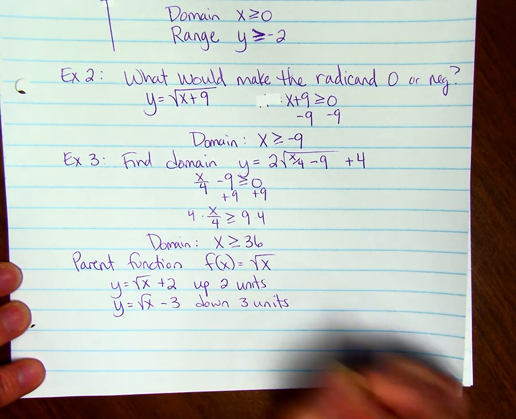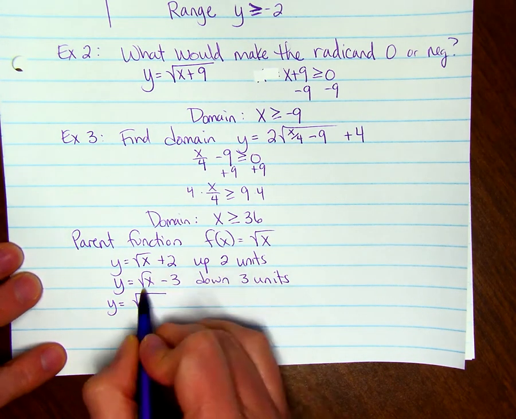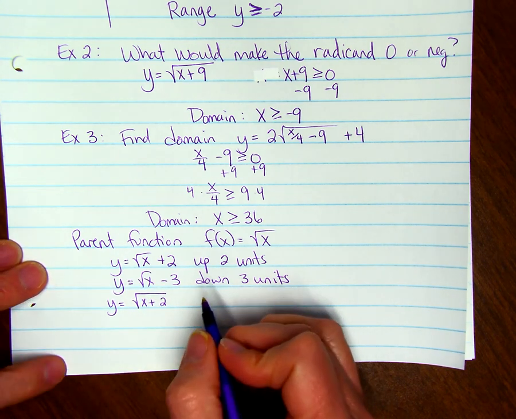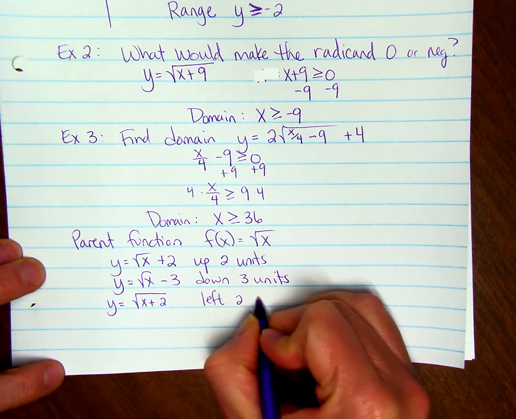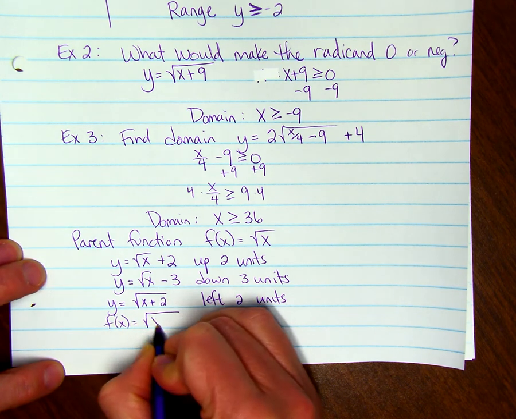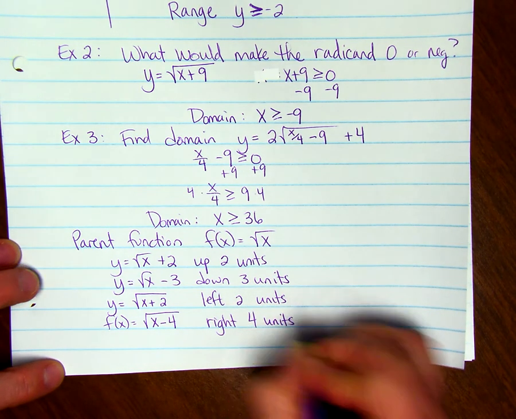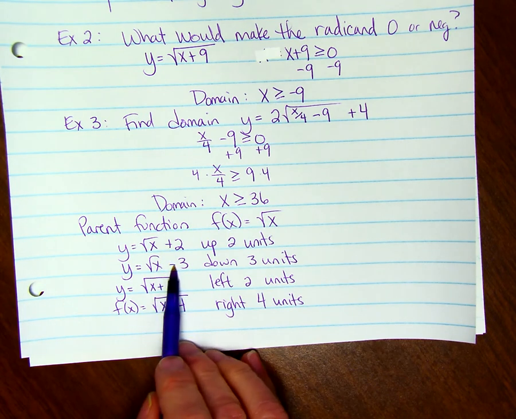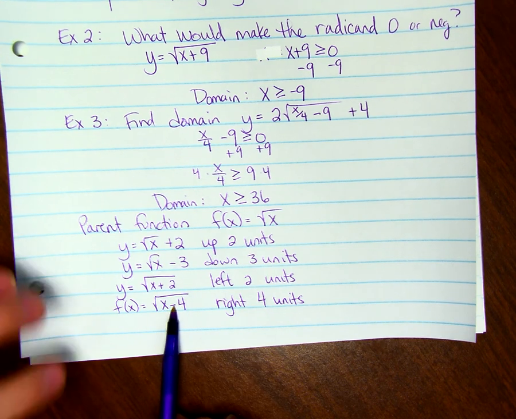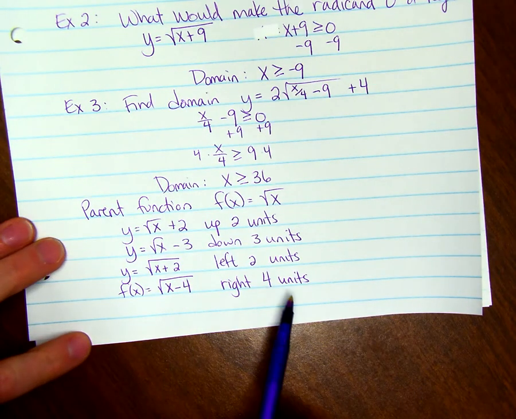And then we can do horizontal shifts, and that's where you put a plus or minus inside the square root. So if we had x plus 2, this is going to take us left 2 units. And if we had f of x equals the square root of x minus 4, this is going to take us right 4 units. So it's kind of tricky. If you're adding or subtracting on the end, it goes up if it's positive, it goes down if it's negative. Inside the square root, if you see a plus sign, it's going to go left that many units. If you see a minus sign, it's going to go right.